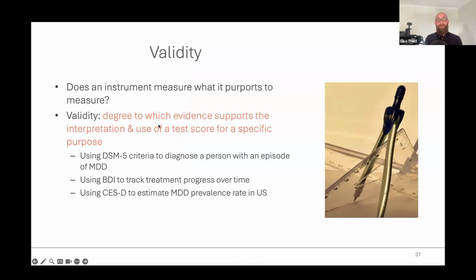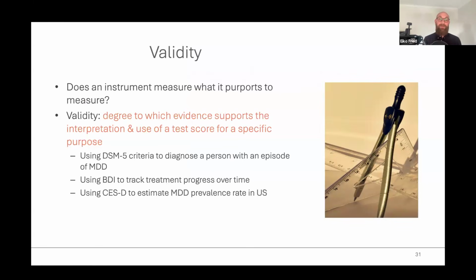If you're interested in this, Jess talked about this more in the last APA workshop. I will do this very briefly. I want to know today if an instrument measures what it purports to measure, which is to me the core definition of validity. And the Standards 2014 define validity as the degree to which evidence supports the interpretation and use of a test score for a specific purpose.